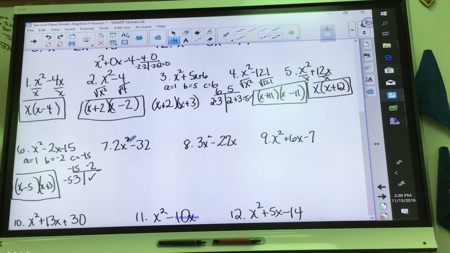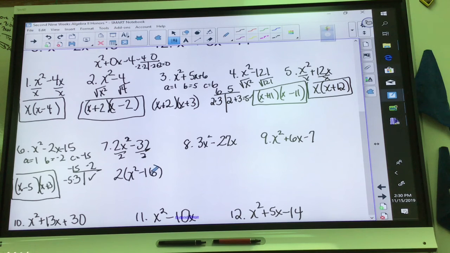Next, number 7. Do I have a common factor? Yes. They have 2 in common. They don't have x, they just have 2. So I'm going to factor out 2. 2x squared divided by 2 is x squared. -32 divided by 2 is -16.